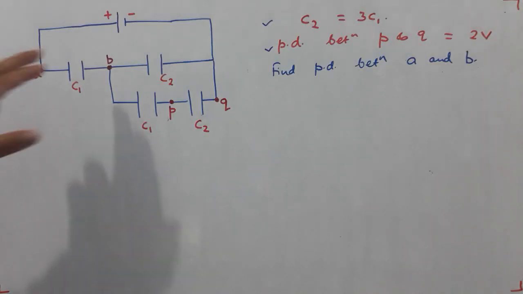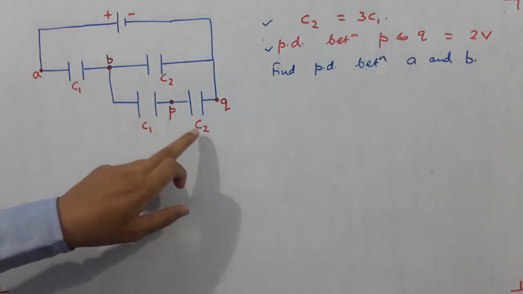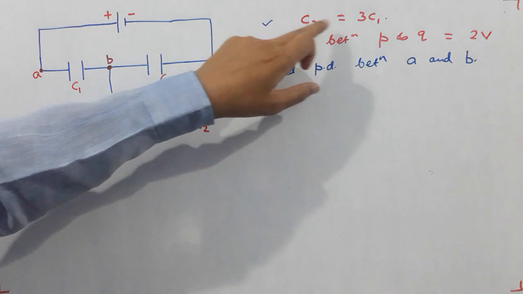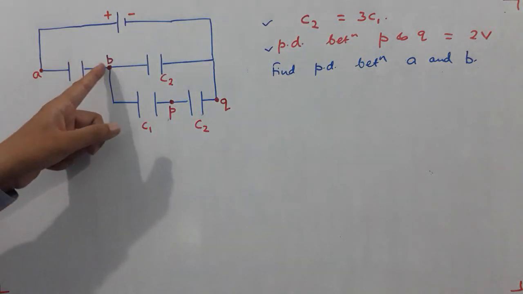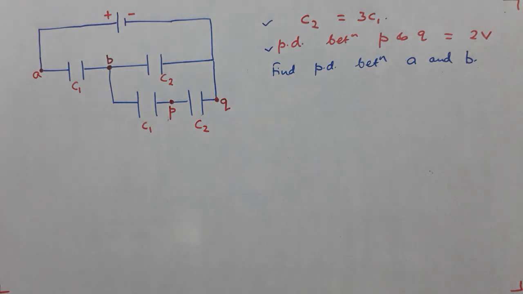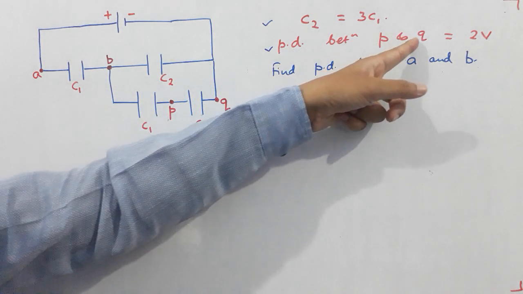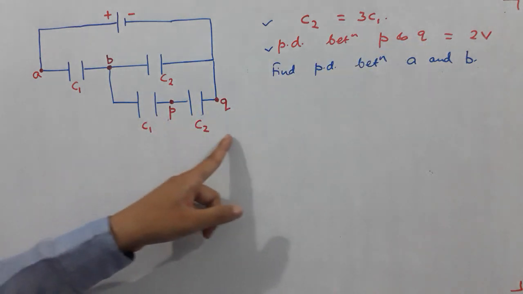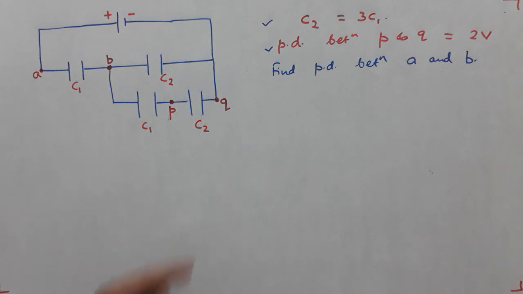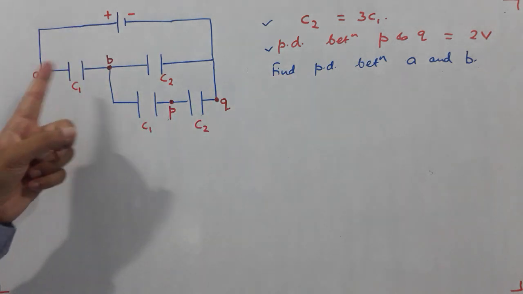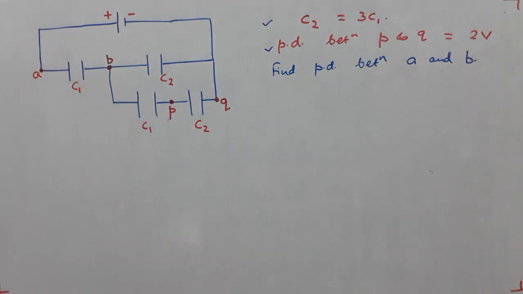Here a circuit is given like so. This is C1, this is C2, this is C1, this is C2, and it is given C2 is thrice of C1. 4 points are given: A, B, P and Q. It is given that the potential difference between the points P and Q is 2 volts. That is, this potential difference across C2 is given. And you have to find the potential difference between points A and B. So this is the question.